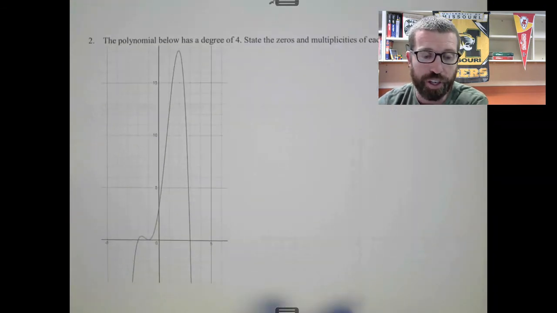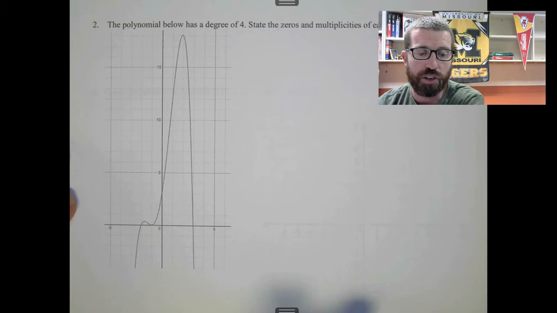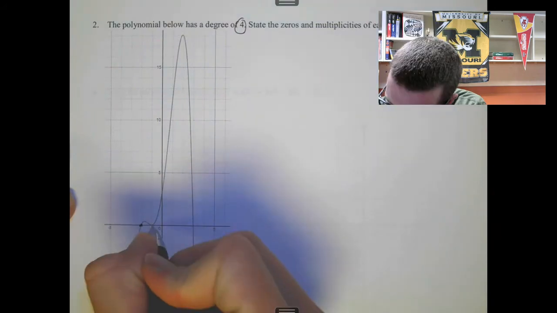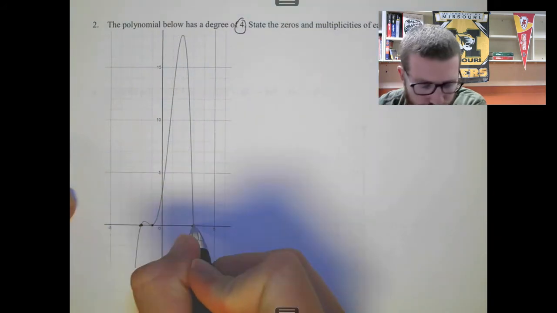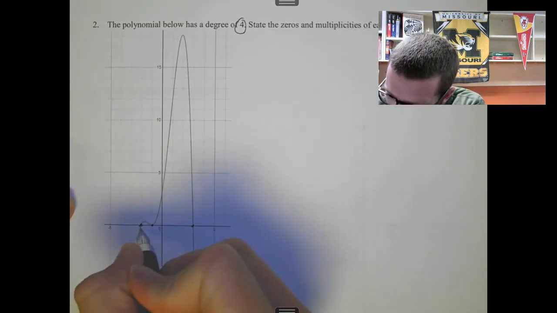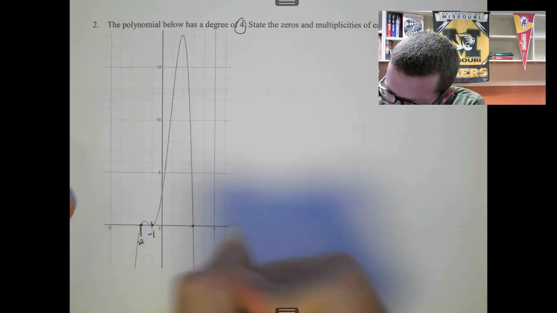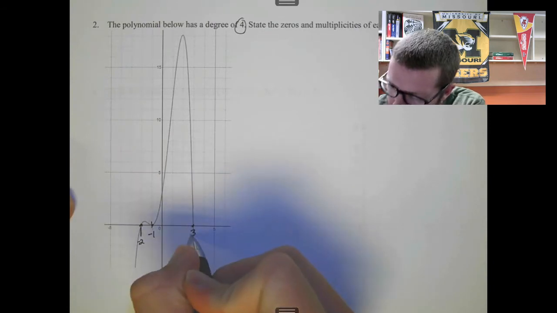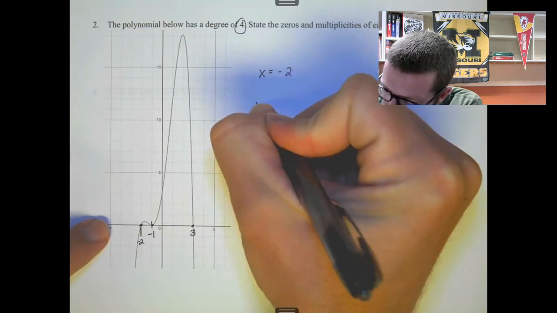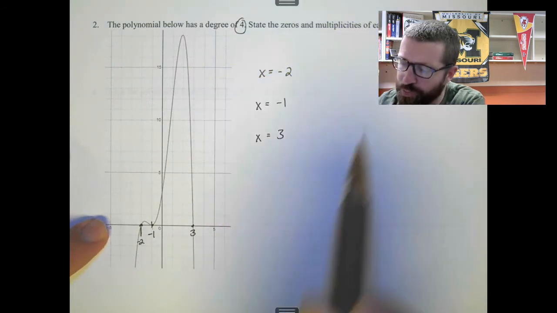In this next one, you're given the graph of the polynomial, and you want to state the zeros and multiplicities of each zero. We're told it has a degree of 4, and then you can see the zeros. There's 1 here, 1 here, and 1 here. This might be kind of hard to see, but each of these lines represents 1. So this happens at -2, this happens at -1, and this zero happens at 3. So x equals -2 is a zero, x equals -1 is a zero, and x equals 3 is a zero.